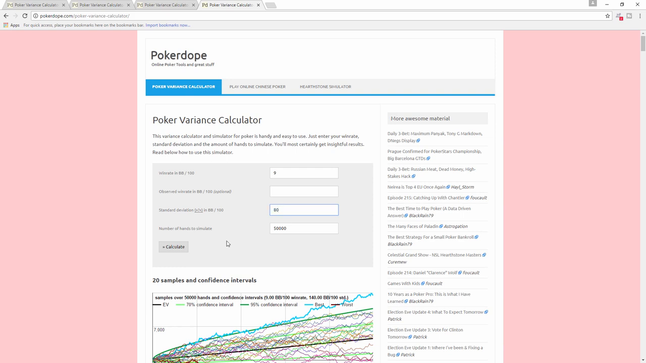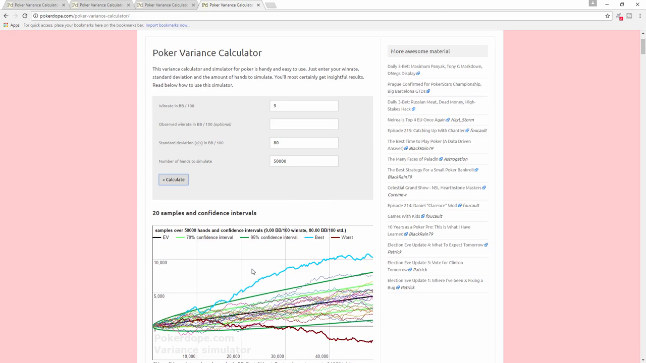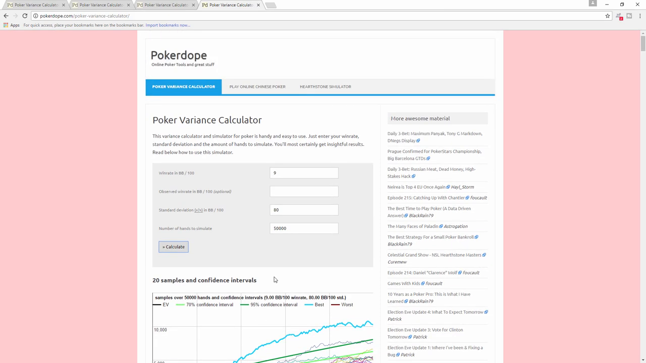But if we play a more conservative style, kind of like, I guess, an older person style of play, or more of a nitty style of play, then we're going to see more results that are probably on par with what we should expect to see, but with less deviation in it. But yeah, that's what I wanted to show you with PokerDope.com in their poker variance calculator.